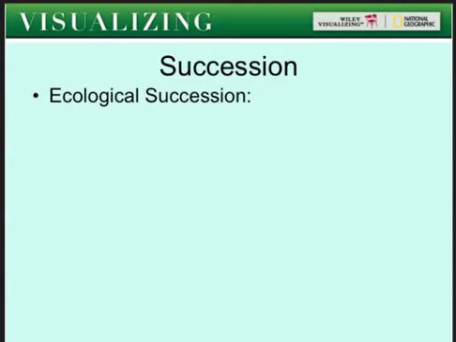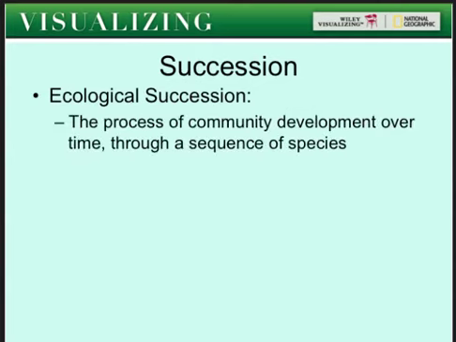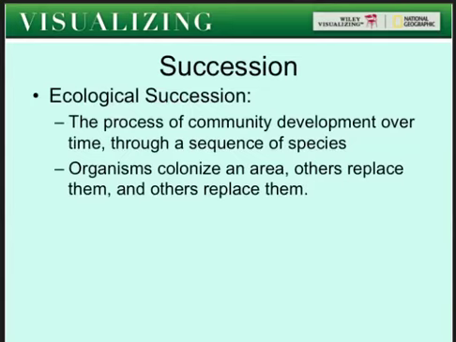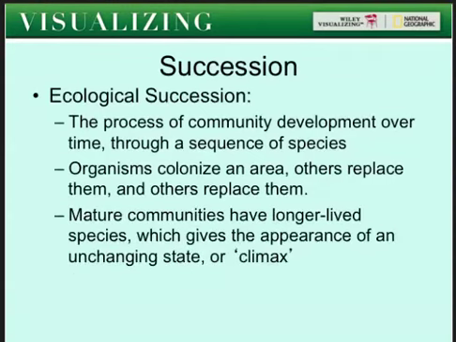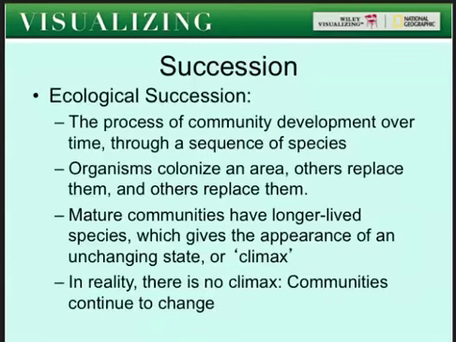So what is ecological succession? It's the process of community development over time through a sequence of species. Organisms colonize an area and others replace them, and then other organisms replace those colonizing organisms. Mature communities have longer lived species which give the appearance of an unchanging state or a climax. In reality, there is no climax because communities continually change as a result of changes in abiotic components as well as biotic components within an ecosystem.